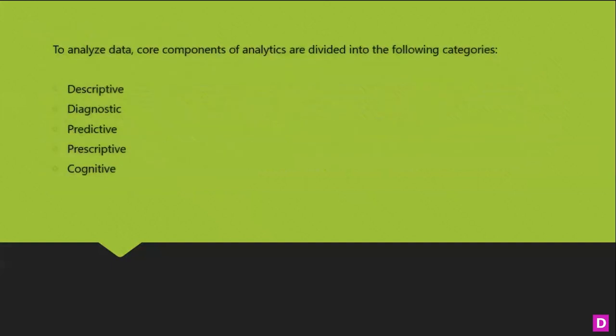Summarizing once again in short form: descriptive, diagnostic, predictive, prescriptive, and cognitive. Descriptive analytics is all about analyzing the historical data and visualizing what happened in the past. Diagnostic analytics helps us determine the root causes, why those events happened in the past, finding the anomalies in the data and which reasons are causing the problems.